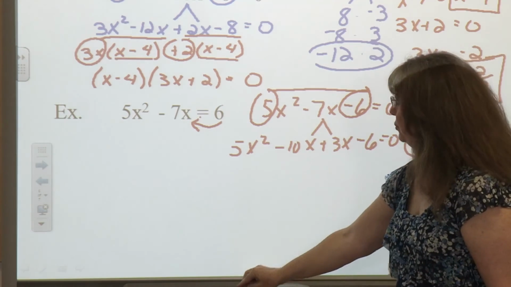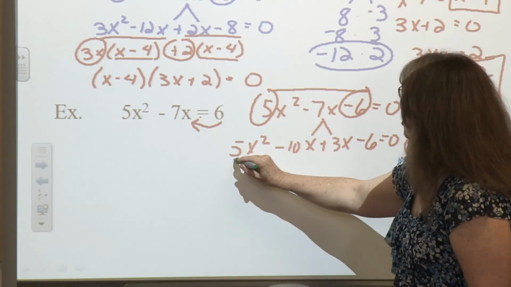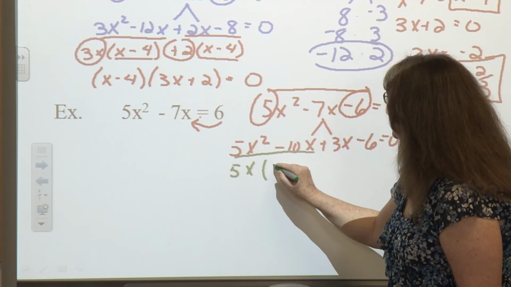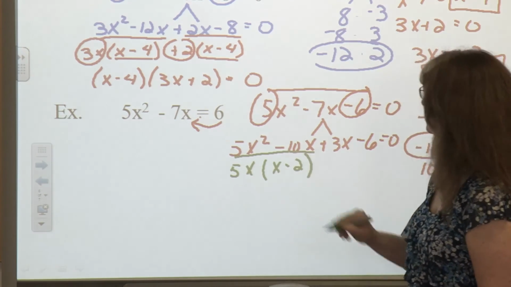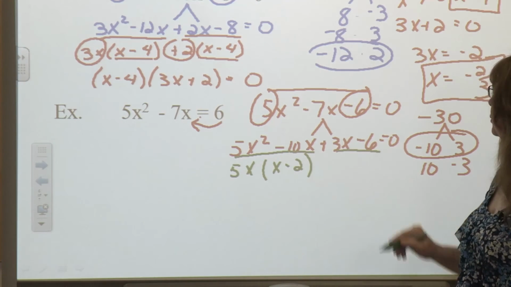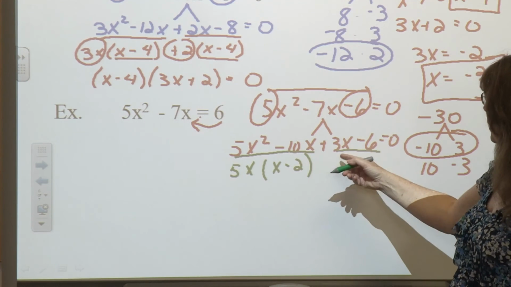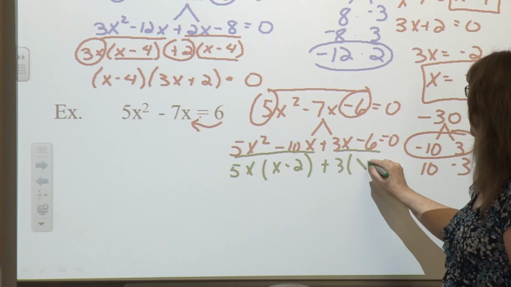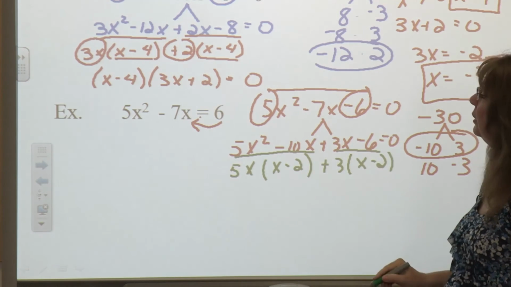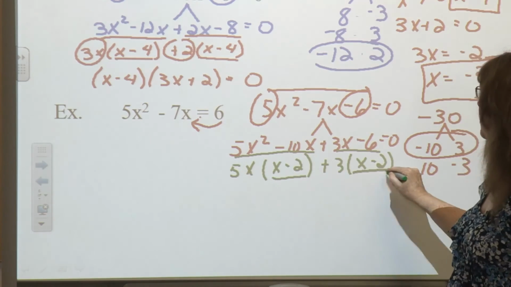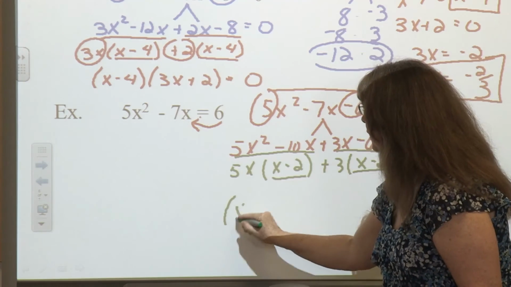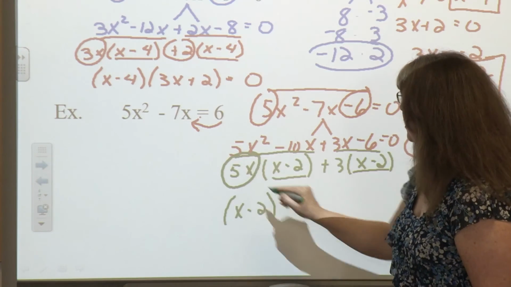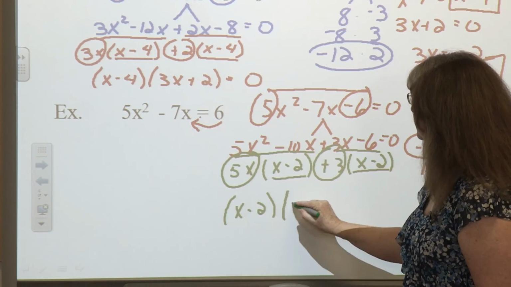Take a look at your first two. Pull out anything they have in common. I'll factor out a 5x, and it leaves me with an x minus 2. And do the same thing for your next two. This one I'll factor out a positive 3, and it'll leave me with an x minus 2. Again, that x minus 2 is a common factor for both, so that's one of your factors. Your other factor is going to be made up from the 5x and the plus 3.